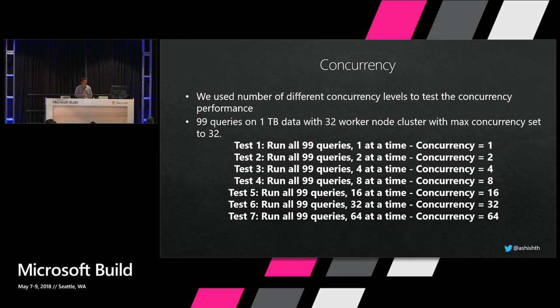So in this test, we ran all 99 TPCDS queries in different permutations and combinations. Our goal was to complete the workload as fast as possible, meaning that we wanted to run 99 queries as fast as possible. So in test one, we just picked one query and let it run. We ran a query, let it finish, and then started the second. In test two, we ran 2 queries at a time, and then we kept increasing the concurrency all the way up to test 7, where we ran 64 queries at a time.